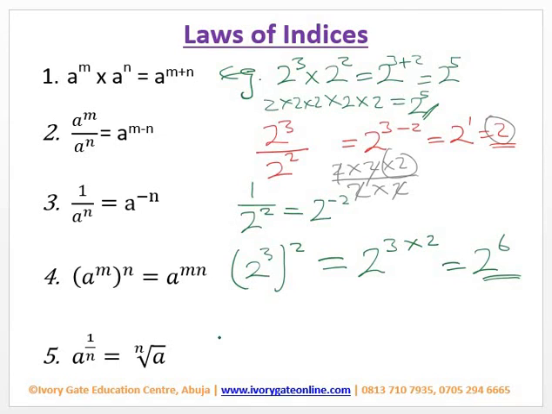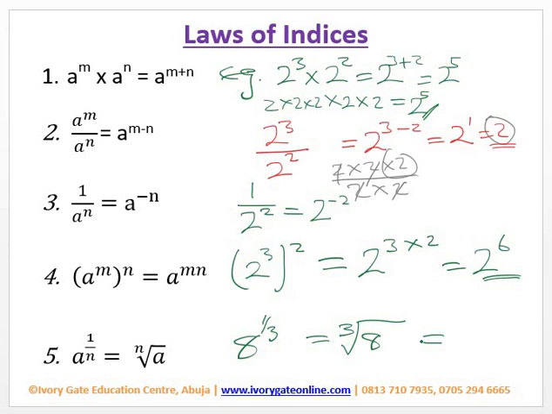Then, number 5. If we have a raised to power 1 over n, it is the same thing as nth root of a. a raised to power 1 over n is equal to nth root of a. So, example, if we have, for instance, 8 raised to power 1 over 3, this law is telling us that it is the cube root of 8. And what does this mean?